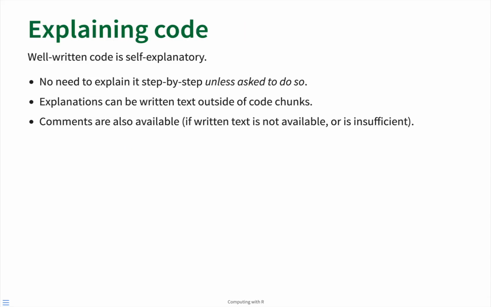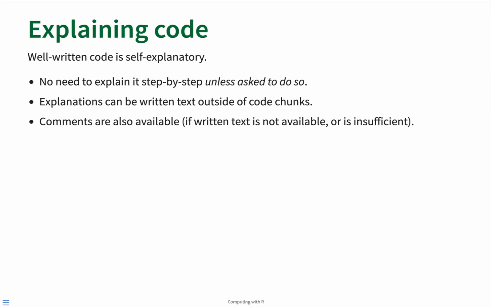So ideally, if you're writing your code well and choosing good names for things, then your code should be relatively self-explanatory. Someone reading your code should be able to figure out what it's doing without too much struggle. So we don't expect you to explain your code step by step unless we explicitly ask you to do so. And if we do ask you to explain code, then ideally those explanations should be written outside of the code chunks. We're using R Markdown files, which means you can write written explanations as regular paragraphs, not inside code chunks.